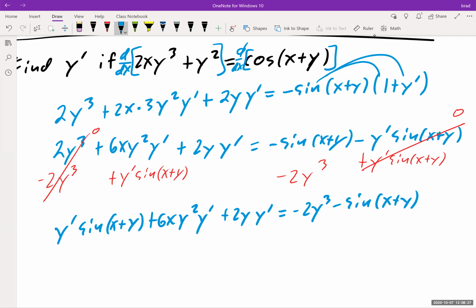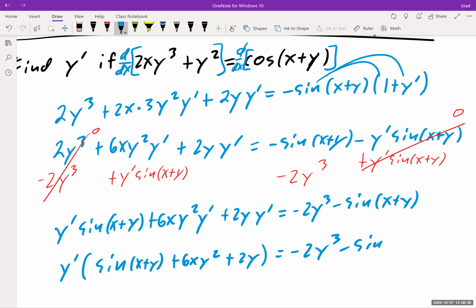Okay, now the job becomes the same as last time. It's just a lot of writing, but it's to factor out the y prime. So I'm going to write y prime right here. And this is going to leave me with (sine of x plus y plus 6xy squared plus 2y) y prime equals negative 2y cubed minus sine of x plus y.